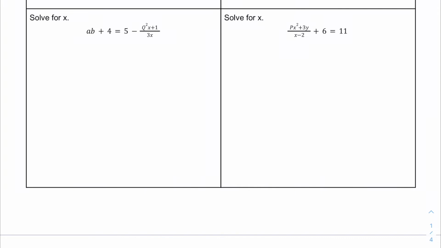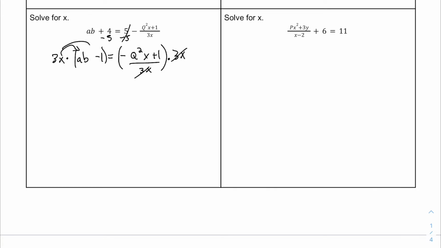For the next problem, we want to solve for x again. So first I'm going to notice that I have constant terms of 5 and 4. So I will subtract 5 from both sides, resulting in ab minus 1 equals negative q squared x plus 1 over 3x. I'm going to multiply both sides of my equation by 3x. And I'm left with 3xab minus 3x equals negative q squared x plus 1.